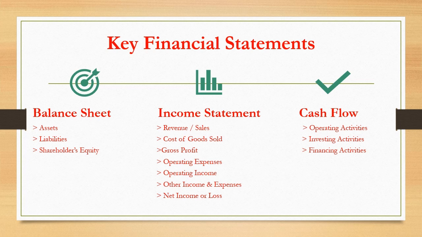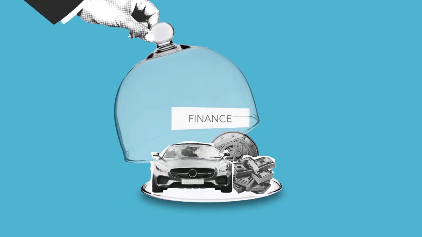1. Operating activities. 1. Revenue, sales. 2. Cost of goods sold. 3. Gross profit. 4. Operating expenses. 5. Operating income. 6. Other income and expenses. 7. Net income or loss. C. Cash.